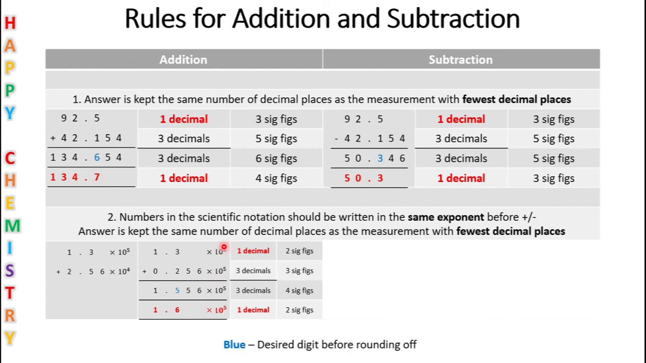Now carry out the addition as a normal number. Exponents will not add together. It is the same for the answer. The answer is 1.556 into 10 to the power 5.